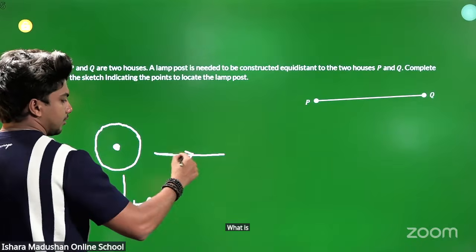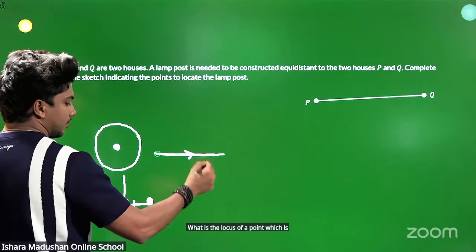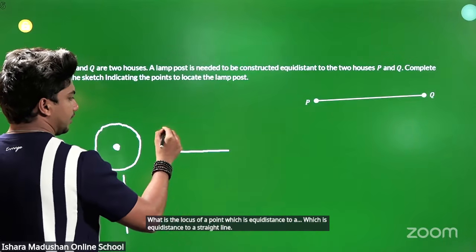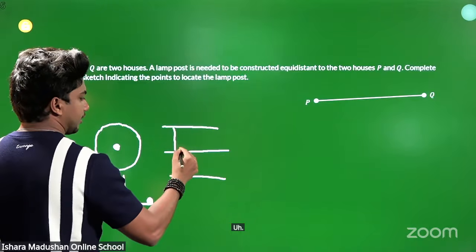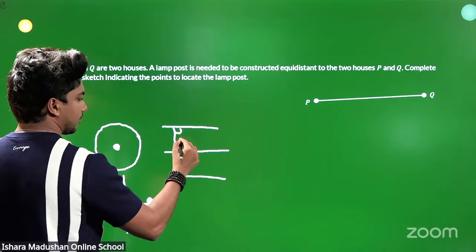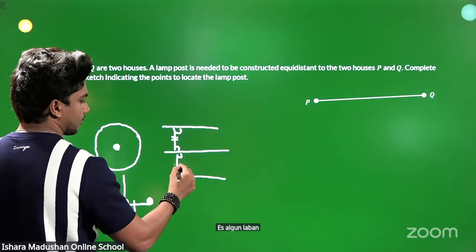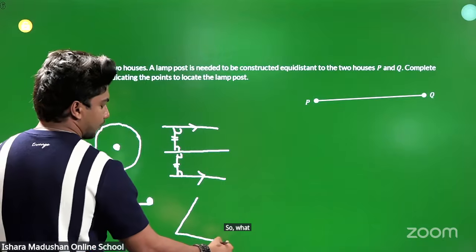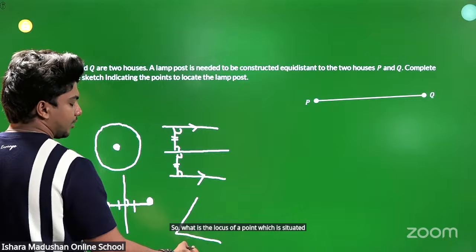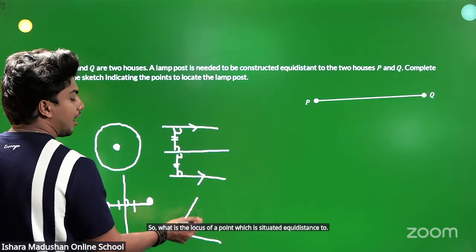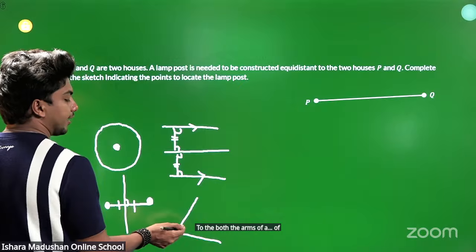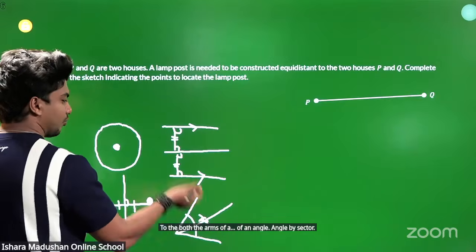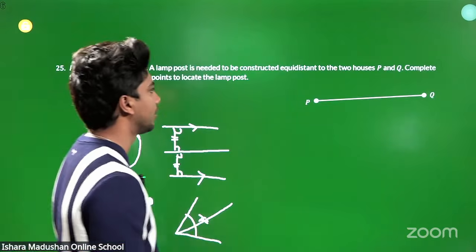What is the locus of a point which is equidistant to a straight line? It is the two parallel lines above and below the line at that distance. What is the locus of a point situated equidistant to both the arms of an angle? It is the angle bisector. These are the four types that are given all the time.